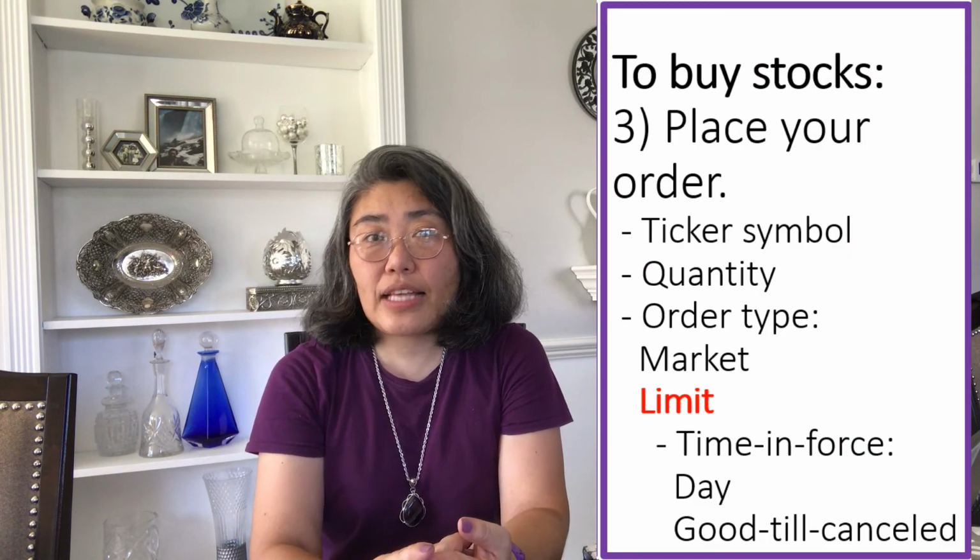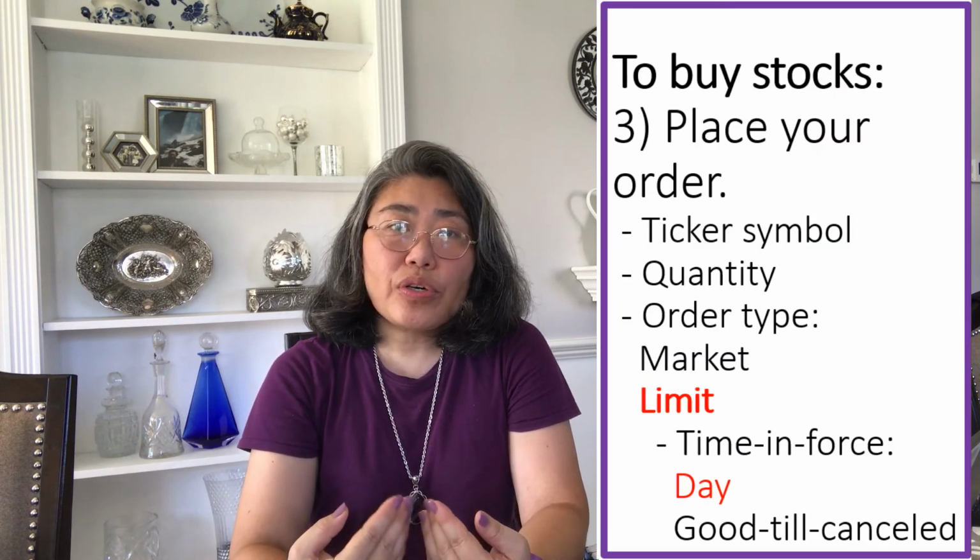For most people, you want to select either day or good till canceled. So time in force is how long your order will remain active while they try to fill your order. If you select day, then you are giving your broker or brokerage firm 1 day to try to buy company A's stock for $5 per share. But if the stock price never comes down to $5 per share, meaning there's no seller who's willing to accept $5 per share, then your order will not get filled and it'll get canceled by the end of the market day, which is 4 p.m.